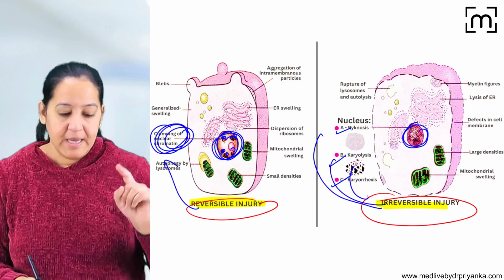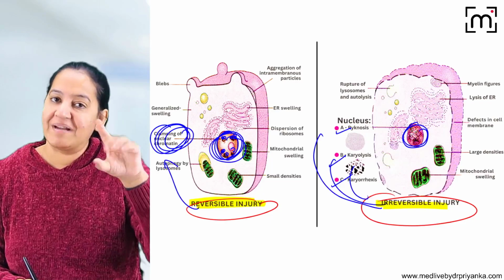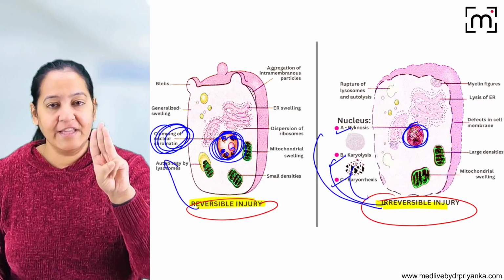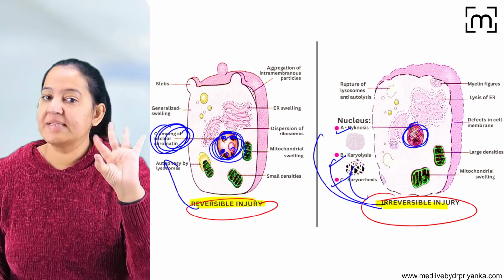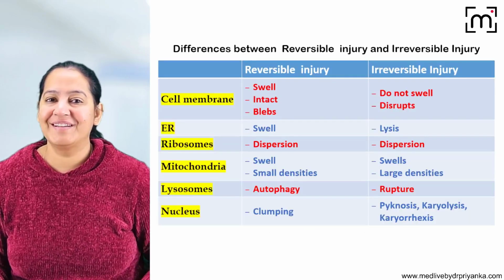So compare the nucleus. Here in the nucleus, only one thing is happening: the chromatin gets clumped. And here inside the nucleus, 3 things happen: pycnosis, karyorrhexis, and karyolysis. I hope you got it.